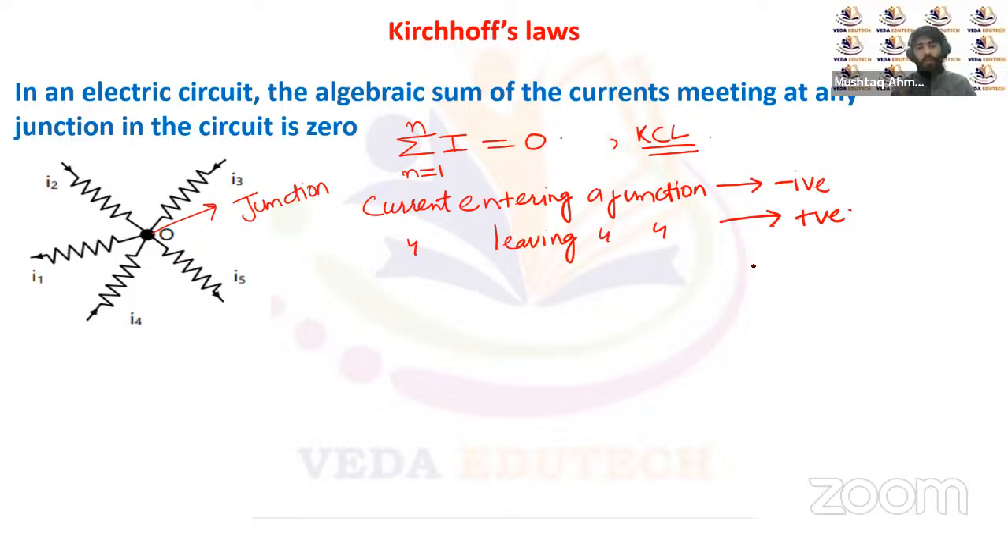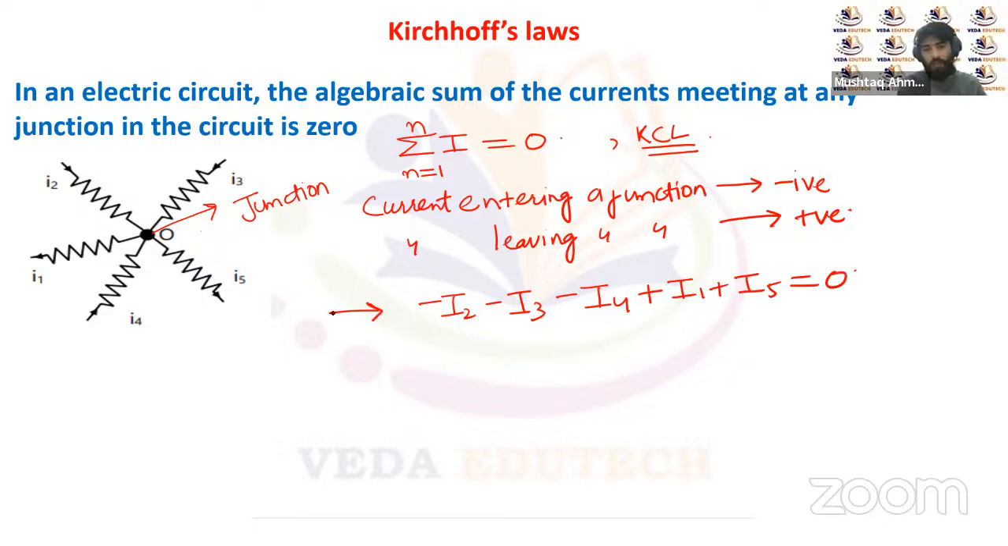You can see here that there are two currents, I1 and I5, leaving the junction. We'll take these two currents, I1 and I5, as positive, and the rest of the currents, which are entering the junction point O, we'll take as negative, right? So we can write the sum of currents: I2 is negative, so minus I2, and I3 also as minus I3, and I4 also as minus I4, and then I5 and I1 are positive, so plus I1 plus I5. That should be equal to 0, right? This is the algebraic sum of all these currents, which is equal to 0.